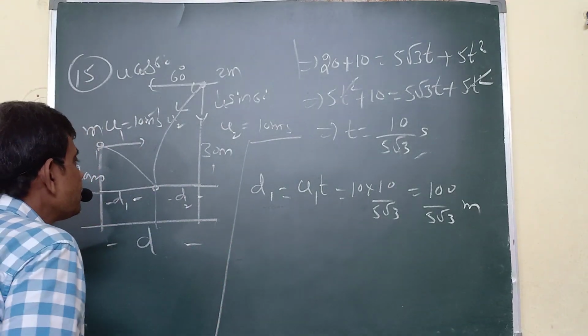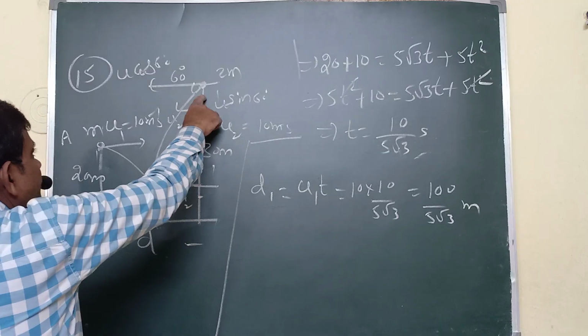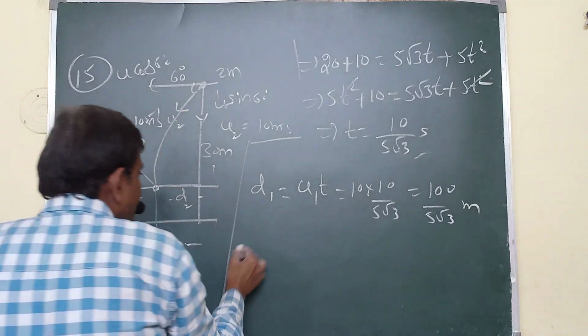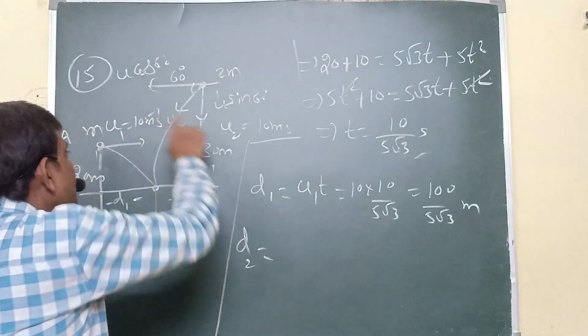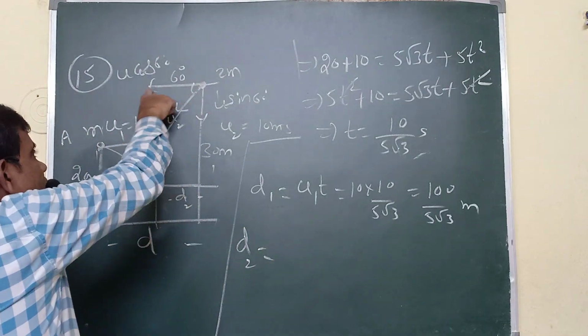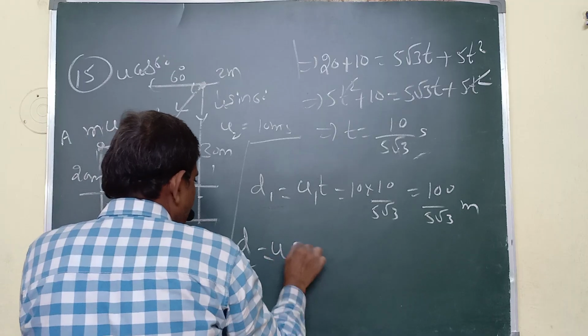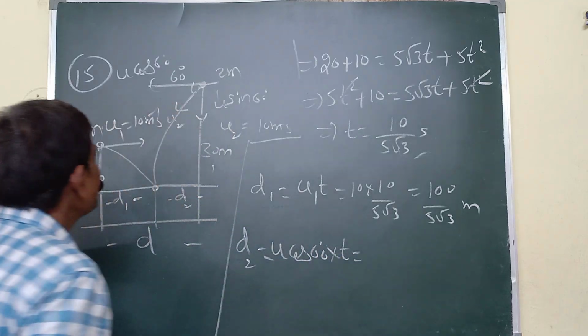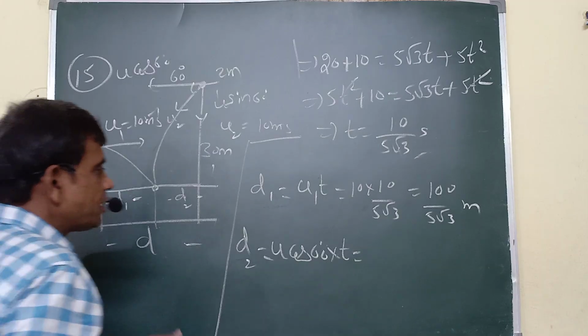Similarly d2. D2 means horizontal velocity. What is this horizontal velocity? U cos 60 into t. So what is the d2? Here u means you are taking the horizontal velocity, U cos 60 into t. U equals how much? Same velocity only, 10 meter per second.